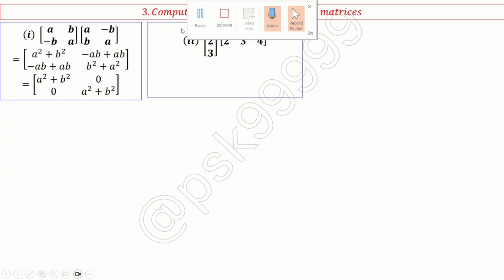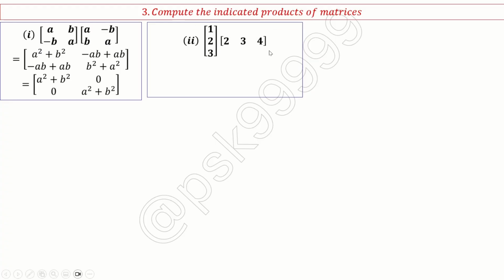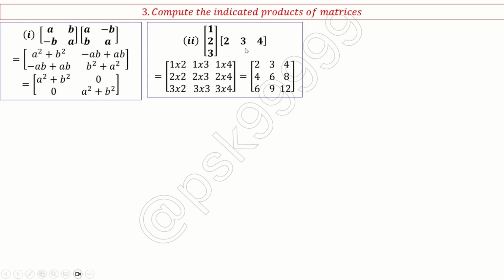Okay, can it be done first? One column, one row. Yeah, it can be done. So the answer is, each row here, 1 into 2, 1 into 3, 1 into 4. So this is a 3 into 1 matrix. This is the 1 into 3 matrix. So resultant will be 3 into 3. The outer side orders of the two matrices, you will get the resultant matrix. So you will get a 3 by 3 matrix.